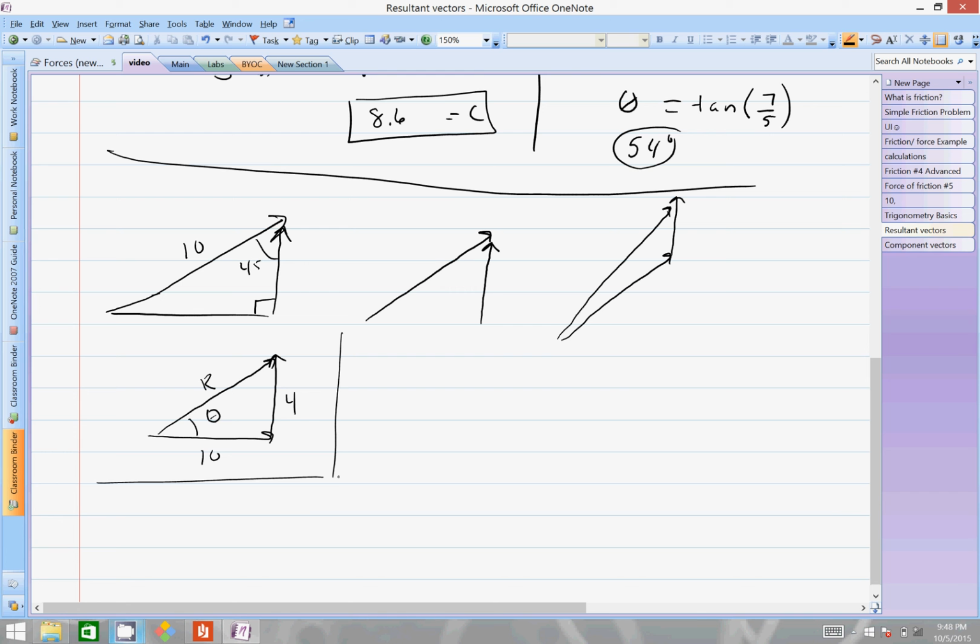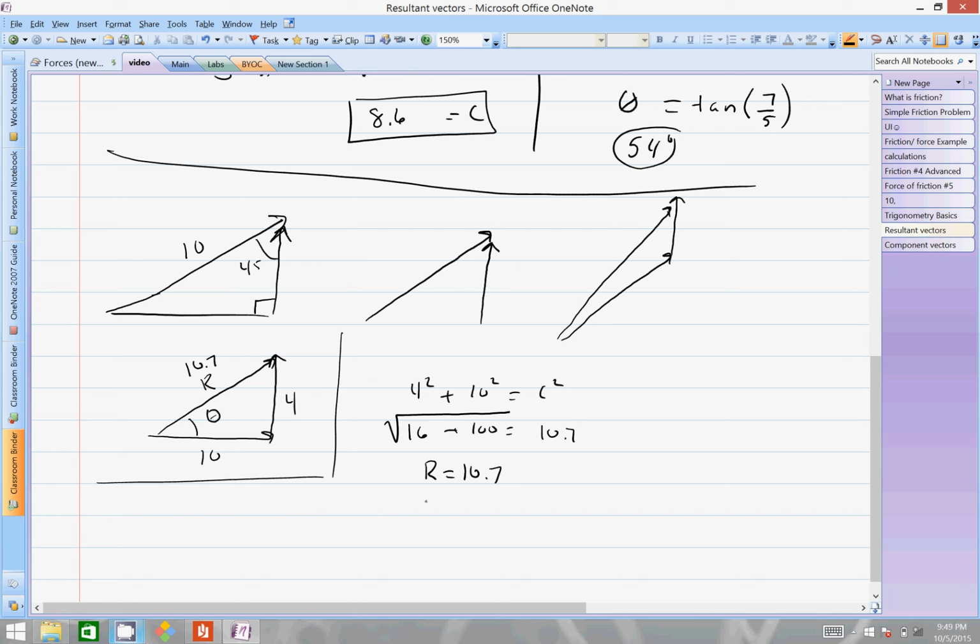Now to solve this problem, let's figure out r using the Pythagorean theorem. So 4 squared plus 10 squared equals c squared. That's 16 plus 100 equals c squared, so c is the square root of 116, which equals 10.7. So r equals 10.7. That's this guy.